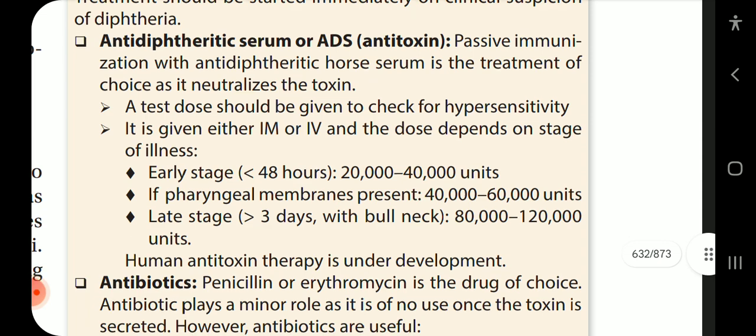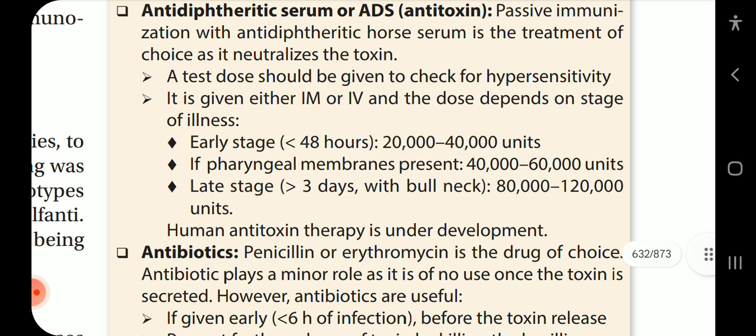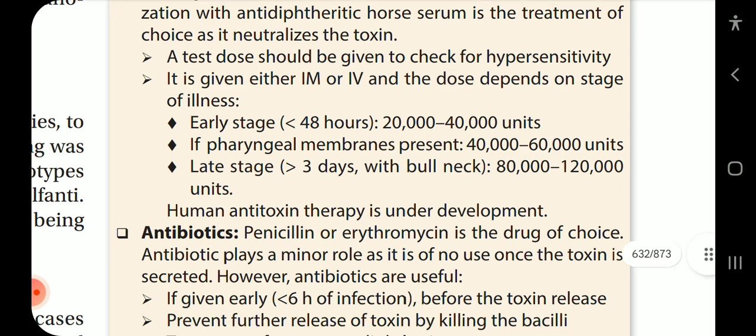Anti-diphtheritic serum or ADS. Antitoxin passive immunization with anti-diphtheritic horse serum is the treatment of choice as it neutralizes the toxin. A test dose should be given to check for hypersensitivity. It is given either IM or IV, and the dose depends on stage of illness. Early stage less than 48 hours, 20 to 40,000 units. If pharyngeal membrane present, 40 to 60,000 units, and later stage more than 3 days with bull neck, 80 to 120,000 units. Human antitoxin therapy is under development.